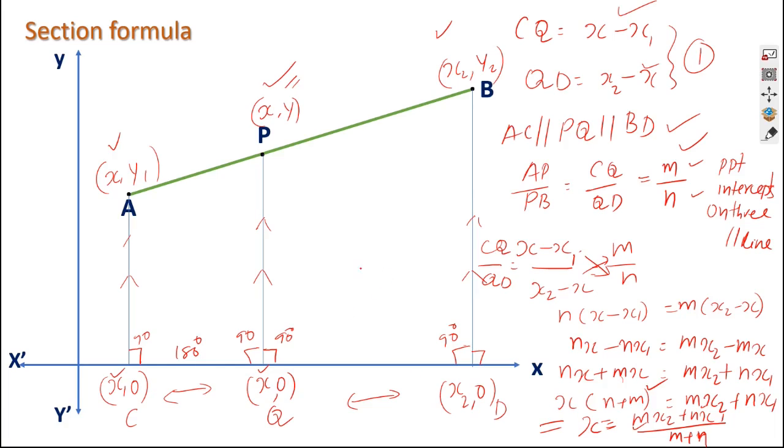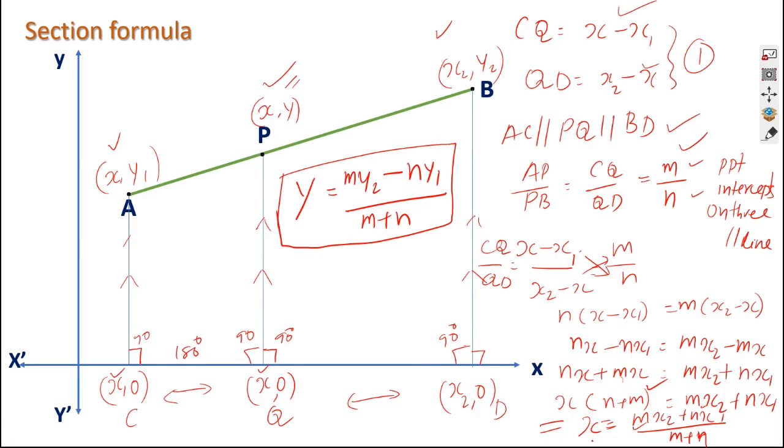So then how will the formula be? For your convenience of seeing it, I am writing it over here. It will come like this. Instead of x it will be y, and instead of mx2 it will be my2. Instead of nx1 it will be ny1, and the denominator is m plus n. You can simply write n plus m or m plus n. So the formula for y can also be derived. One formula here, one formula here, please bear with me, it has reached the border.